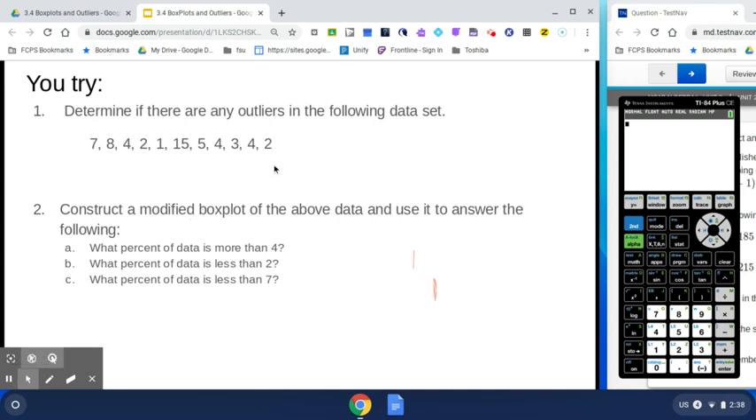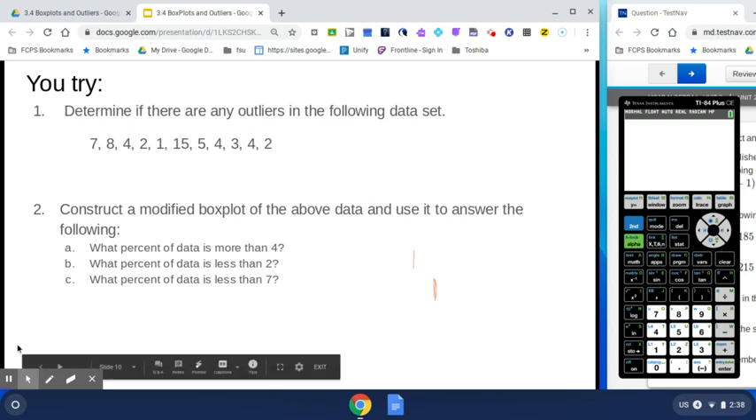Okay, this last slide is a you try. So what I'd like you to do is take a look at number 1, determine if there's any outliers, then construct a modified box plot of that data and answer the 3 questions that follow. Pause the video here and then unpause to get the answers.